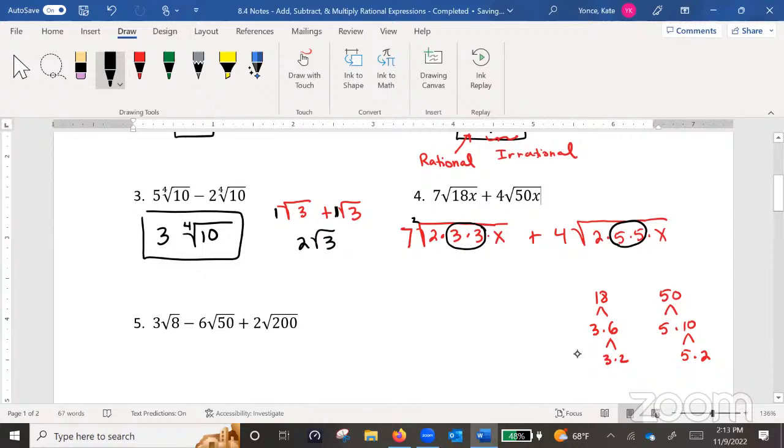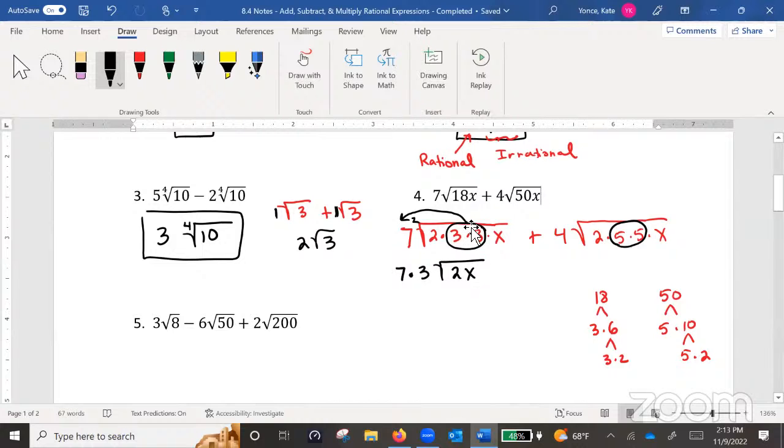So out in front, we still have that 7, but we're also going to bring a 3 out to be with the 7. That gets multiplied. And what do we have left? 2x. The 3's came out. Remember from what we learned the other day, what's 3 times 3? And what's the square root of 9? 3, that's what brings a 3 out.